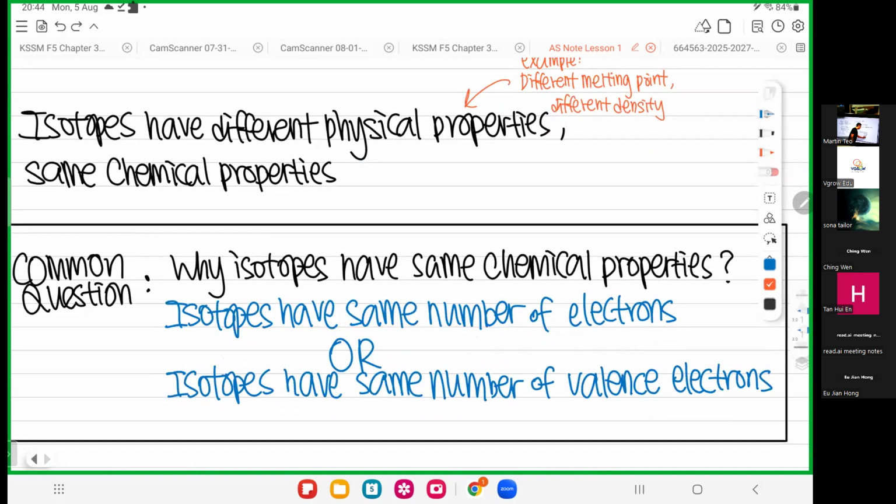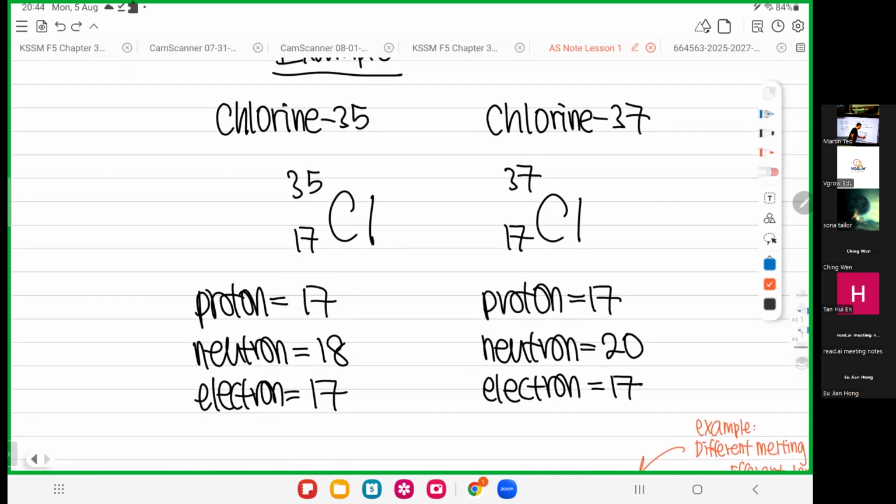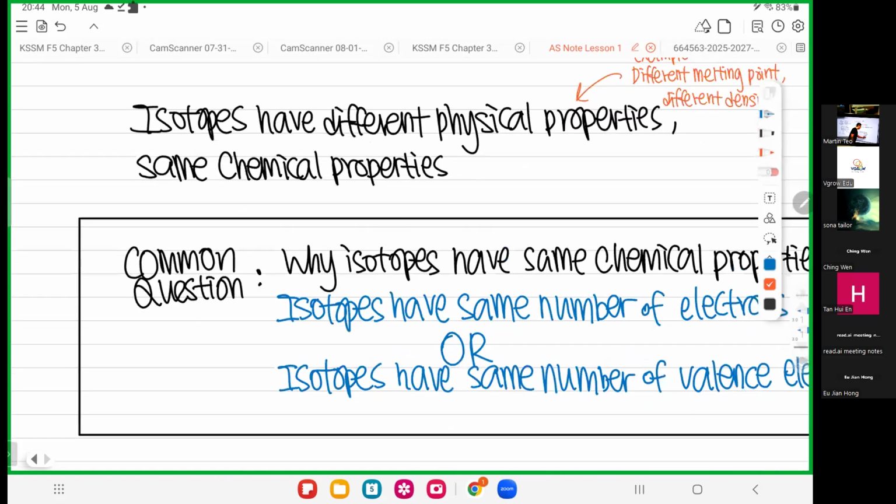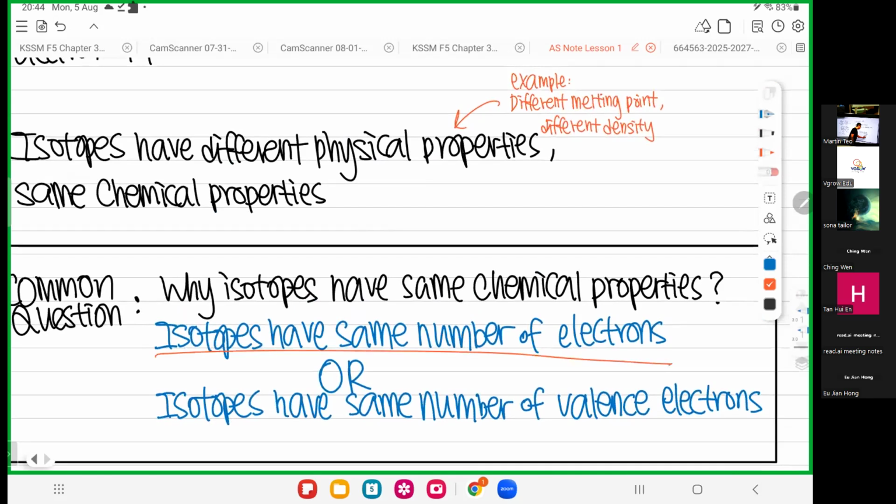True or not? Because you see, when you have 17 protons, I also have 17 protons. When you have 17 protons, you have 17 electrons. I got 17 electrons. So I am 287, you are 287. True or not? When the number of electrons is the same, for sure, the number of valence electrons will be the same. That's why in this case, if they ask you why these two isotopes have the same number of valence electrons, you can write they have the same number of electrons, you'll get the full mark, or you can write they have the same number of valence electrons, also can.